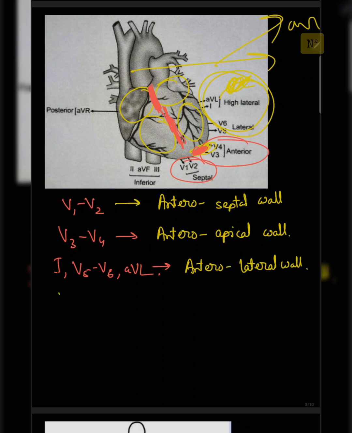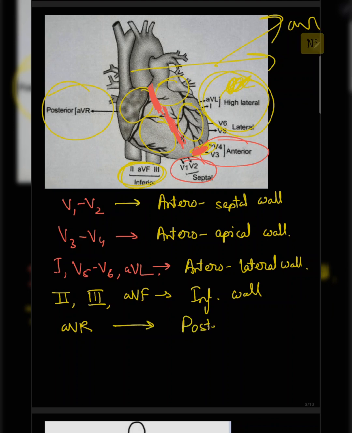If there is abnormality in lead 2, lead 3 and AVF, irrespective of whatever condition, you will usually get those problems on the back side of the heart, that is the inferior wall of the heart. And AVR, that is the extreme right corner of the heart, abnormality in this lead will show you abnormalities on the posterior wall of the heart.